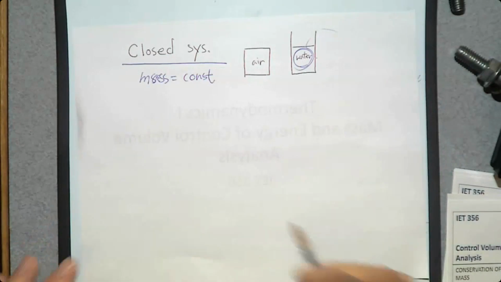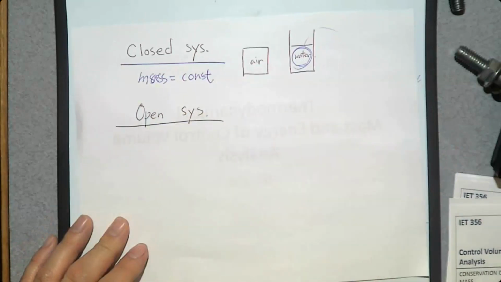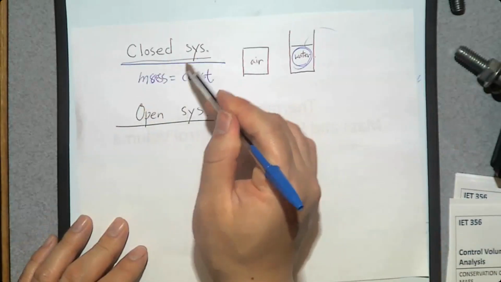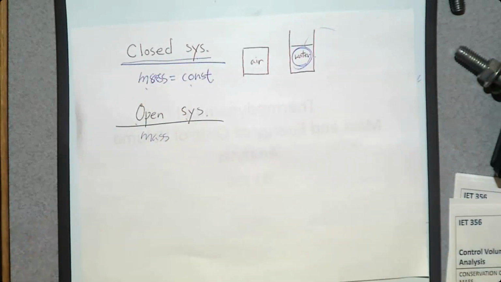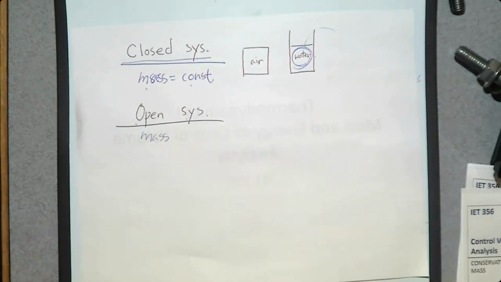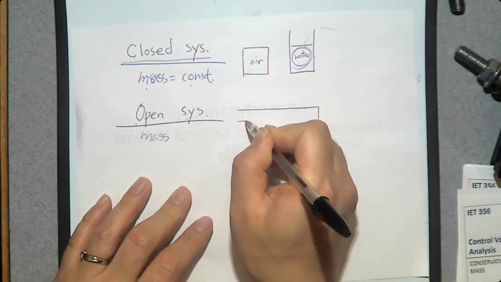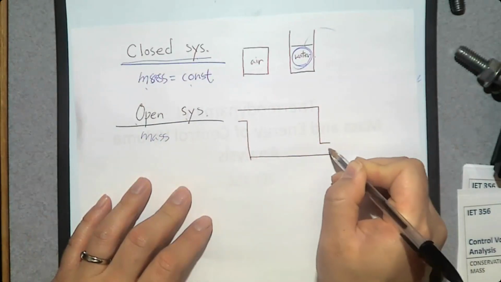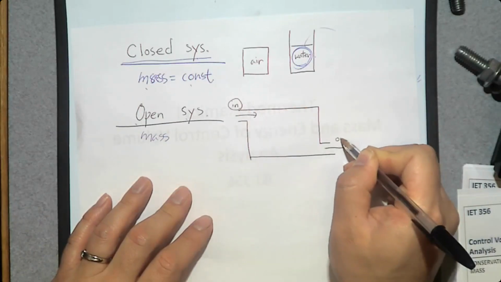Then what is an open system? It's simple. If a closed system means mass is constant, an open system means mass is changing. So we have mass entering the system, mass leaving the system. So the simplest schematic of an open system looks like this. We have an inlet, we have an exit. So inlet and exit.